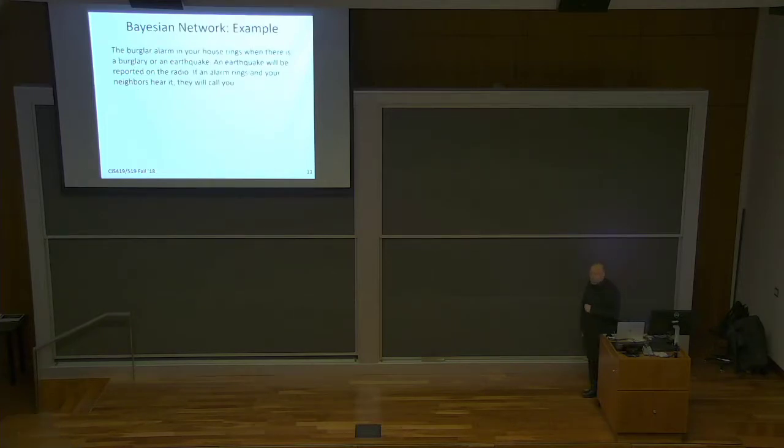So let's take an example and convince ourselves that we understand what's happening here. So here's a story. I'm going to use this story and build the graphical representation, the Bayes net representation that corresponds to this story. A burglar alarm in your house rings when there is a burglary or an earthquake. And earthquakes will be reported on the radio. If an alarm rings and your neighbors hear it, they will call you.